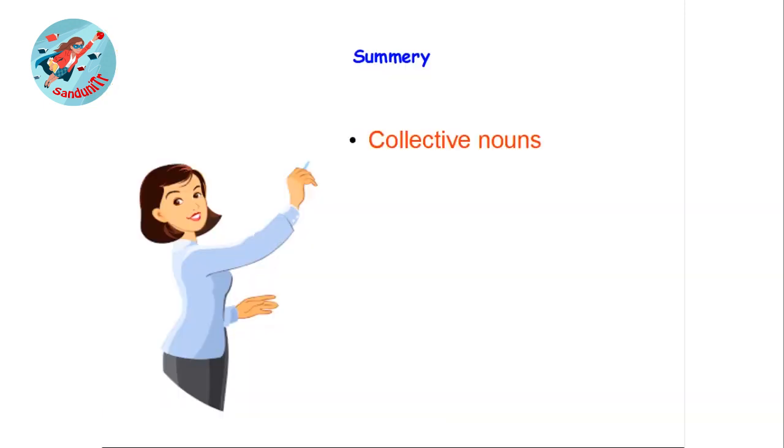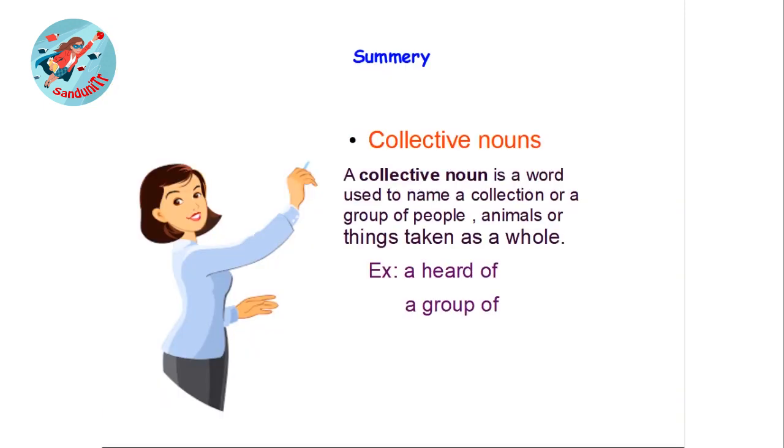Today we talked about collective nouns. A collective noun is a word used to name a collection or a group of people, animals or things taken as a whole. As examples, we can mention a herd of, a group of, a bunch of, a school of, a team of, likewise. Finally, I think we completed this lesson successfully.